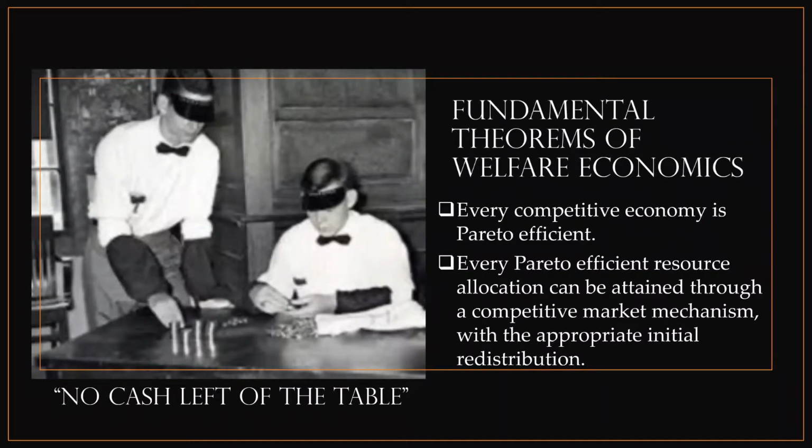And then the second theorem says that every Pareto efficient resource allocation can be attained through a competitive market mechanism. And so, in other words, it can be obtained through the price mechanism with the appropriate initial redistribution. And we'll talk about the importance of that concept of the initial redistribution here in the next few slides.